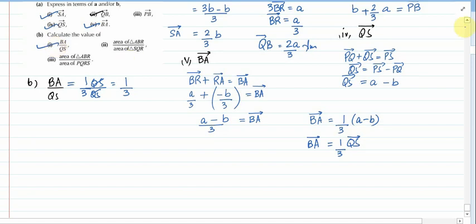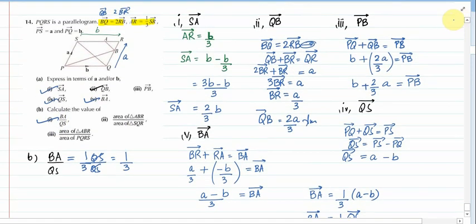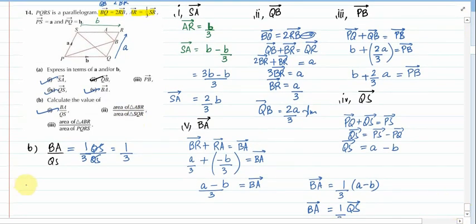Area of ABR divided by area of SQR. Now we know that if the triangles are similar, ABR and SQR, then you have to apply for part 2 the working formula we have learned, A1 over A2 is equals to L1 over L2 whole square. We have the value of L1 over L2, it's 1 over 3 whole square, implies that it's 1 over 9.